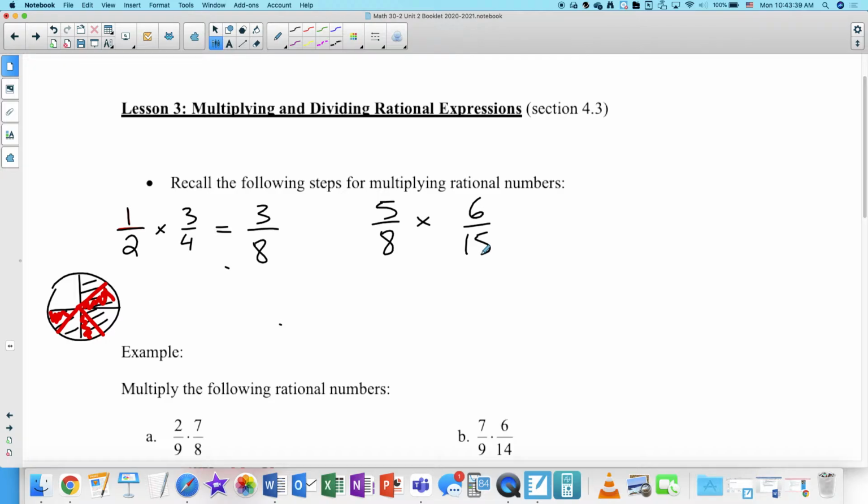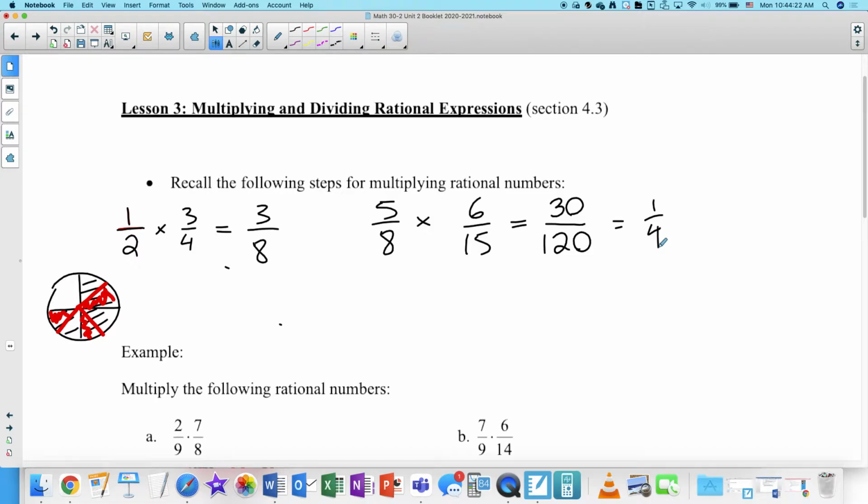In my experience, most students do this, where they go, okay, 5 times 6 is 30, and 8 times 15 is 120, I think. At this point, what do we need to do? Simplify. So think of this as 3/12, that's 1/4. When you're working with numbers, this is a totally okay thing to do. You can multiply first and then simplify. But there is an alternate way of doing this, and I want to look at that because this is what we're going to have to do with rational expressions.